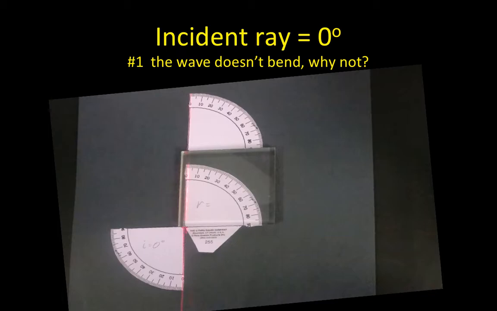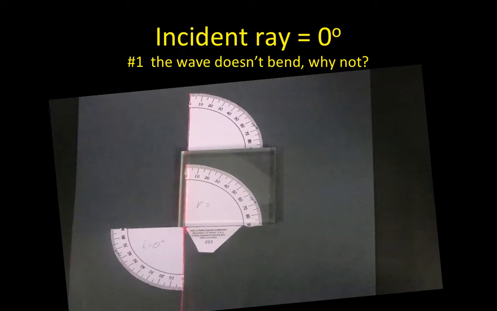So if you see here, we have an incident angle of 0. And this should kind of make sense that it doesn't bend the light, because the entire light wave hits the plastic at the same time, so it slows down at the same time and then speeds up at the same time, leaving the plastic medium. So the incident angle is 0 with the normal, and the refracted angle is 0.